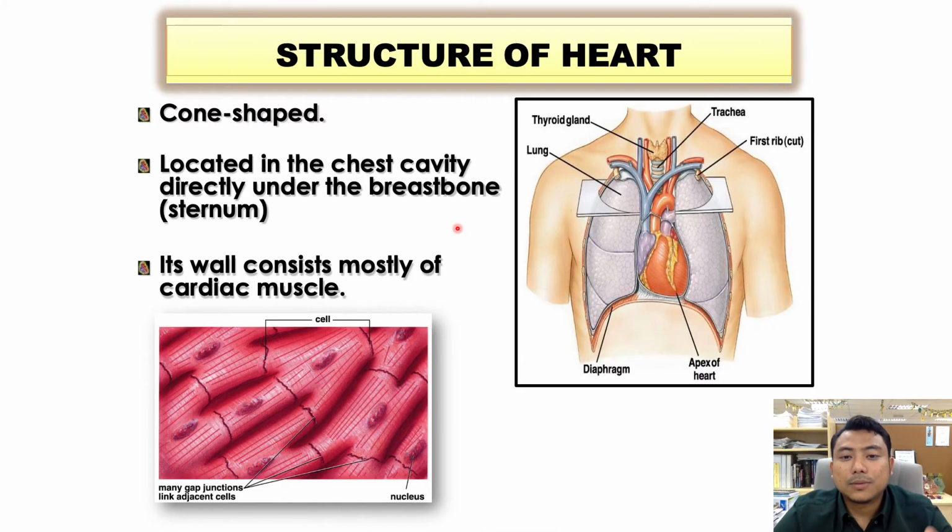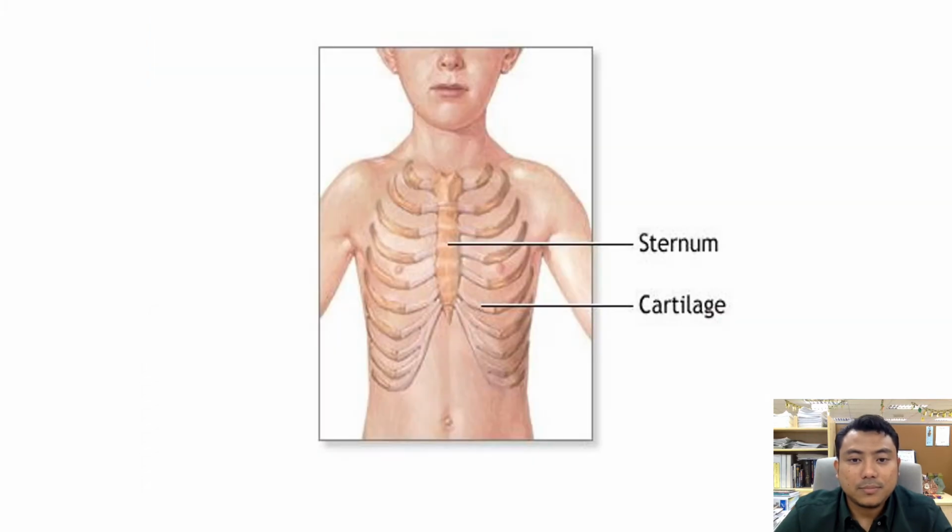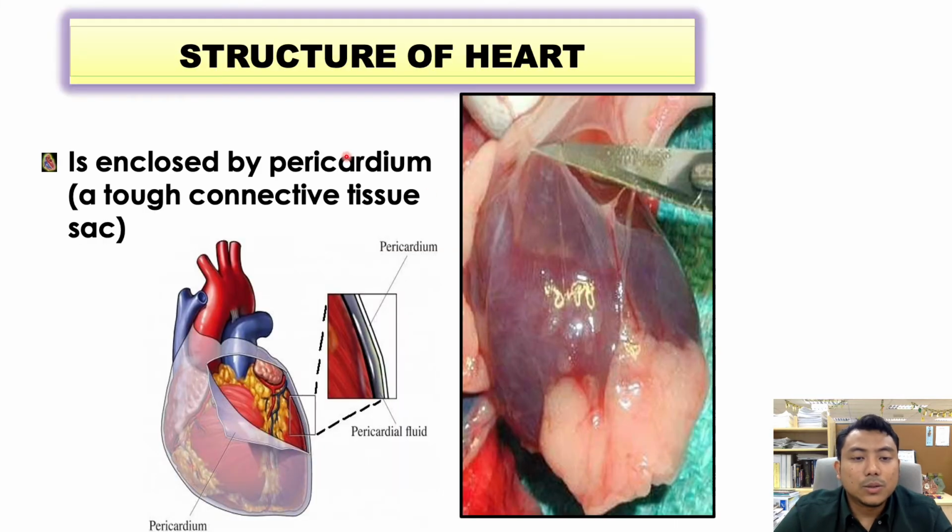Okay, so in terms of the shape it is a cone shape. So dia berbentuk cone and located in the chest cavity directly under the breastbone, i.e. the sternum. Itu betul-betul kat bahagian tengah ni, sternum tengah-tengah, tetapi dia slightly ke kiri sedikit. Okay, its wall consists mostly of cardiac muscle. Maksud dia wall of a heart ni terdiri daripada cardiac muscle. So ni sternum. Cuma nak tunjuk gambar sternum lah. Sternum tu dekat mana.